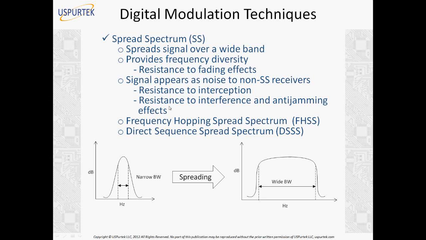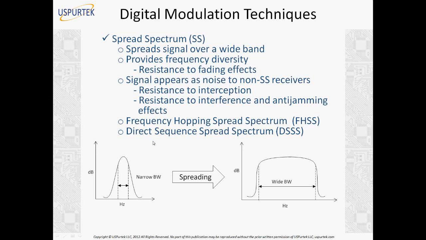If it appears as noise to non-spread spectrum receivers, that means nobody can intercept it unless they have the PN key, or unless they know the code of our signal. So it is resistant to interference and anti-jamming effects, and there are primarily two ways of doing it: frequency hopping spread spectrum, FHSS, and direct sequence spread spectrum, DSSS, right? Okay, let's move on to the next slide.